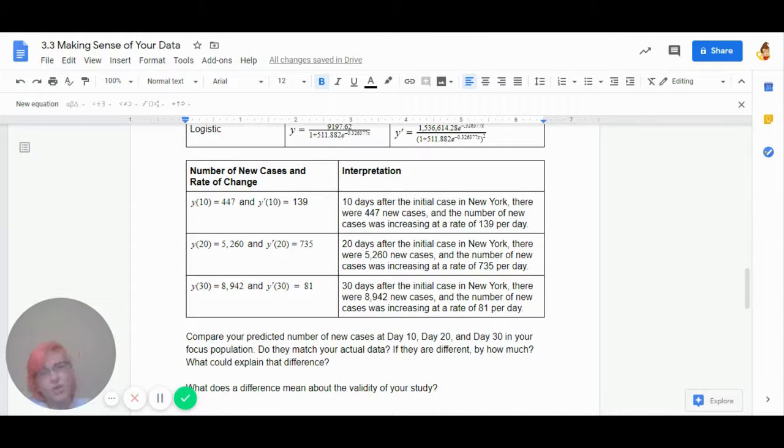What does that mean about the validity of your study? Is your study still valid if you have error? Yes. If you want to find the sum of your squared errors, like we did in our regression unit, you absolutely can. Find your predicted value and then subtract that from the actual value. Take a look at your error.